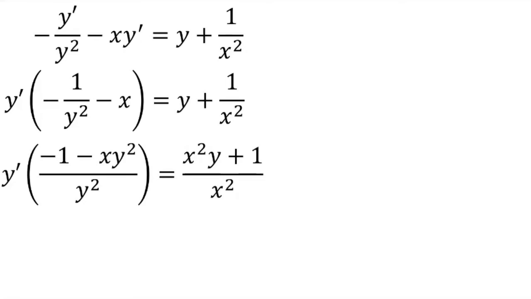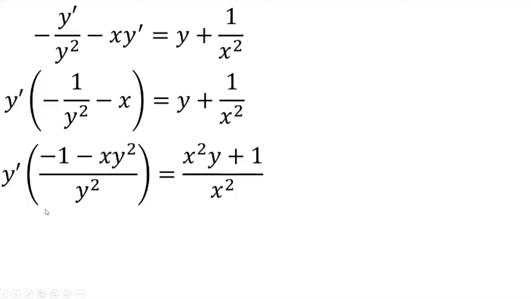So here, negative 1 over y squared and negative x were combined. The least common denominator is y squared. So this should be negative 1 minus xy squared over y squared. And the right side of the equation, these two terms were also combined. The LCD is x squared. That's why it became x squared y plus 1 all over x squared.